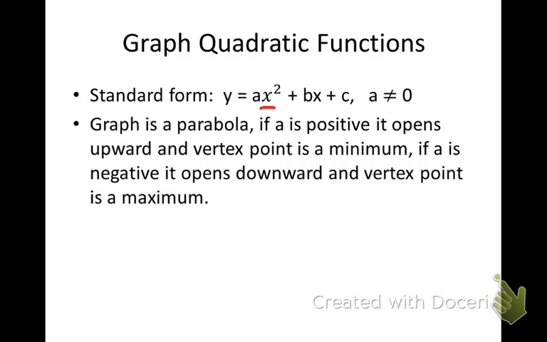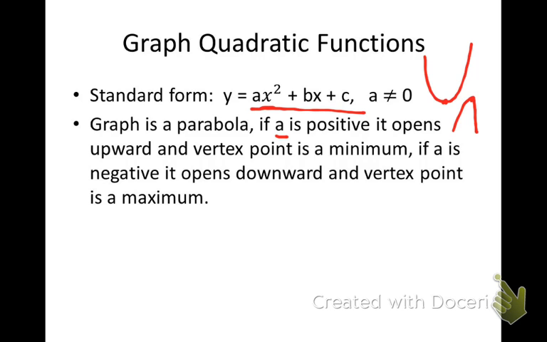So this is what's called standard form of a quadratic, ax squared plus bx plus c. A cannot be 0, because if it's 0, then it would just be a linear equation with bx plus c. And the graph of this is going to be a parabola. If A is positive, the parabola opens upward, and the vertex point, which is where it turns, would be a minimum point. And if A is negative, it opens downward, and the vertex point will be the maximum point.